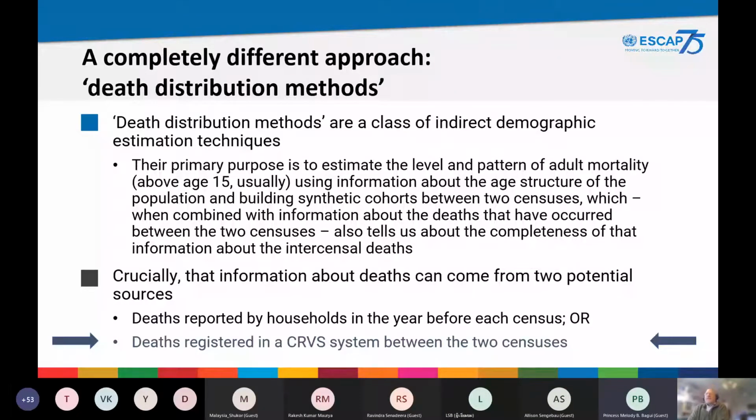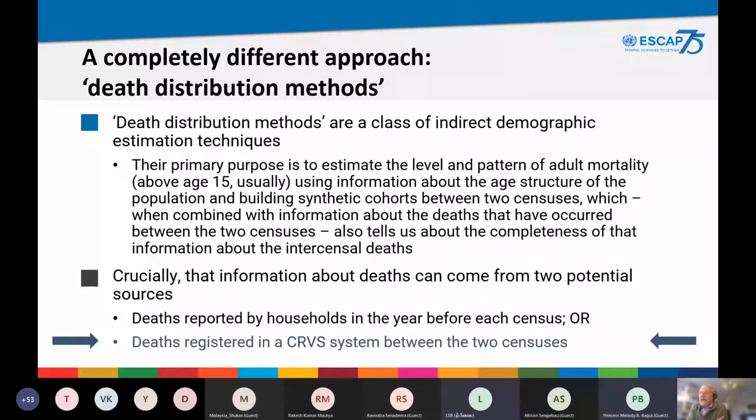Now, as an overview, those death distribution methods are a class of indirect estimation techniques. There are 4 or 5 different approaches which will all be grouped together as death distribution methods. And the primary purpose of those methods is not to estimate the completeness of vital registration or census data. It is to estimate the level and pattern of adult mortality, usually above age 15, using information about the age structure of the population and building a synthetic cohort between 2 censuses.